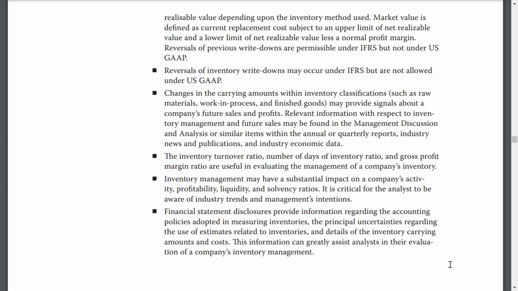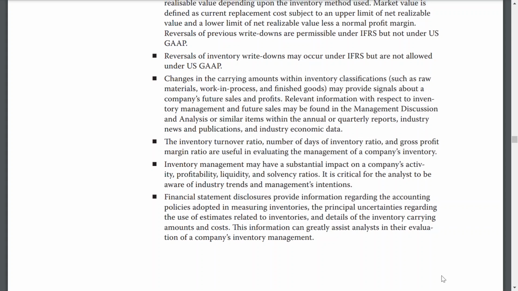Financial statement disclosures provide information regarding the accounting policies adopted in measuring inventories, as well as the uncertainties regarding the use of estimates relating to inventories. The details of inventory carrying amounts and costs can greatly assist analysts in their evaluation of company inventory management.